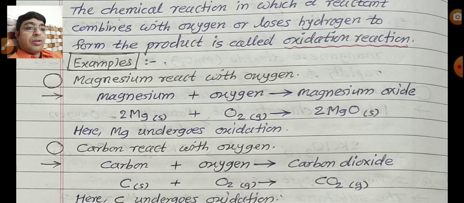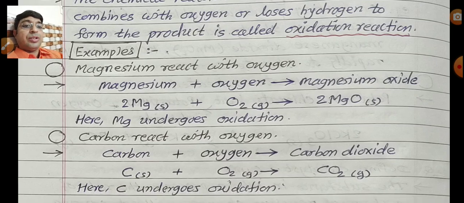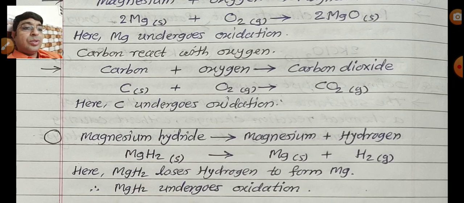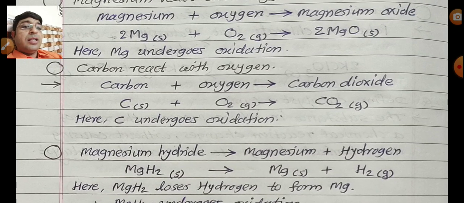Why? Because oxygen is added to magnesium. Carbon reacts with oxygen, so carbon plus oxygen, then to form carbon dioxide, with the state also mentioned there in brackets. So in this reaction oxygen is added, which means carbon undergoes oxidation.